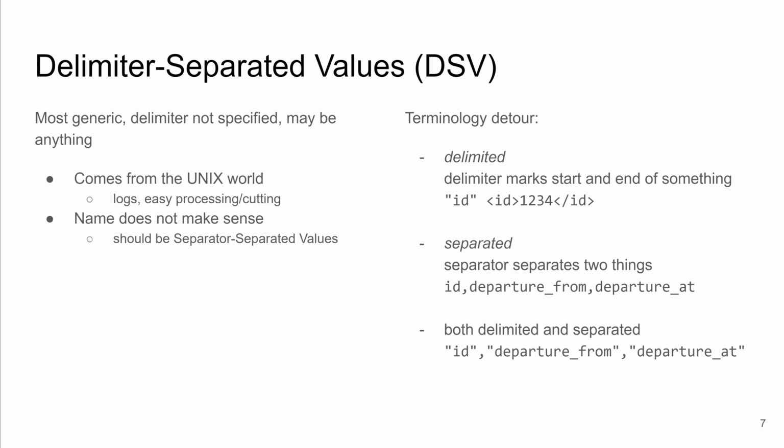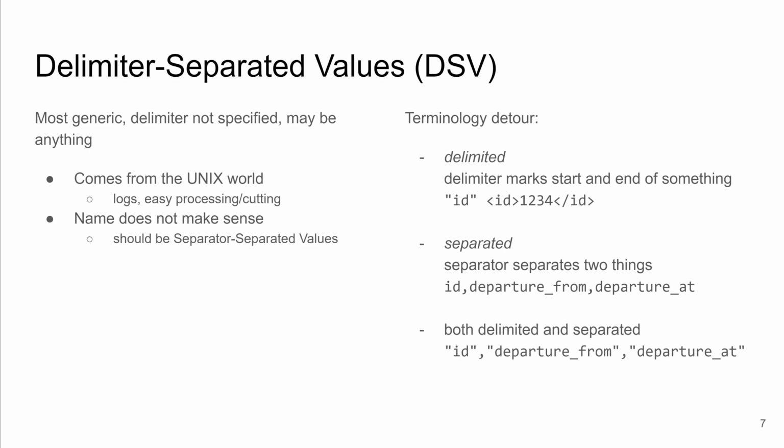DSV is about separators, because it says, and that's the second example, a separator separates two things. So it doesn't have a start and an end. It just says when there are two things, we separate them using this separator, in this case a comma. And those two actually can be combined, so you may have delimited and separated values. For instance, each value is delimited by double quote, and those values are separated by a comma. So yeah, even though DSV is used, the label does not make sense from a strict technical point of view.